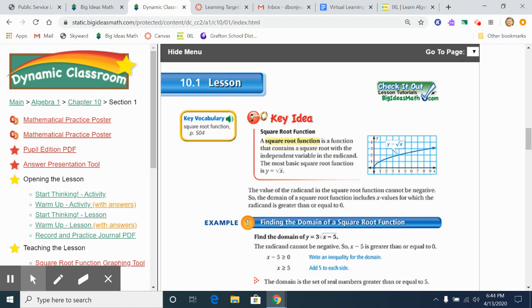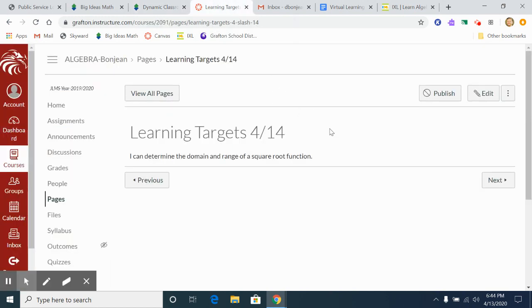Like I mentioned last week, we made sure we have the skills for Chapter 10. And now today we actually are going to start 10.1. We're just going to focus on two specific things today. So in your notebook, real quick, let's write down our learning target. It's just one learning target, actually.